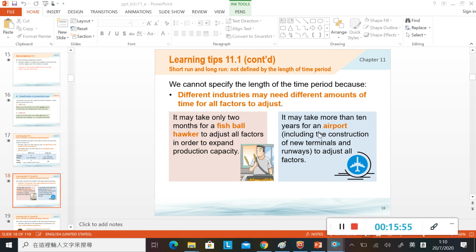However, for an airport, it may take more than 10 years to adjust all the factors, because there are many factors that would affect the construction of the airport. For example, construction of new terminals and runways. It takes more than 10 years.